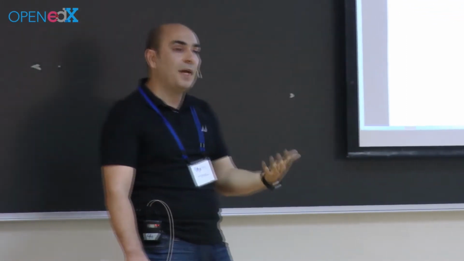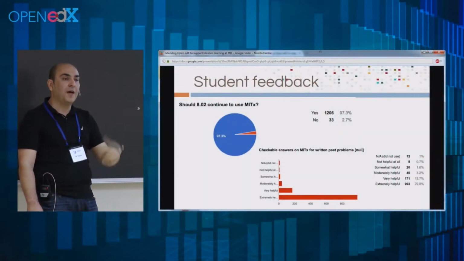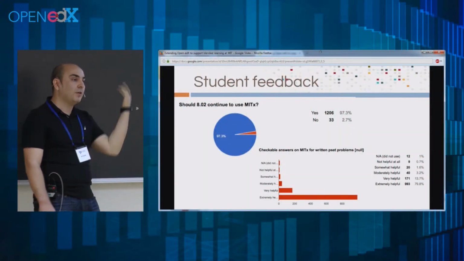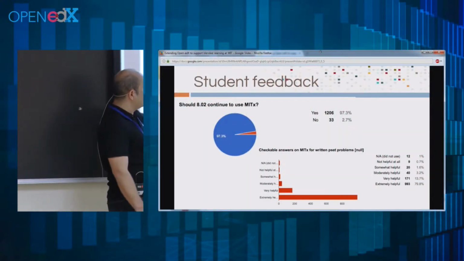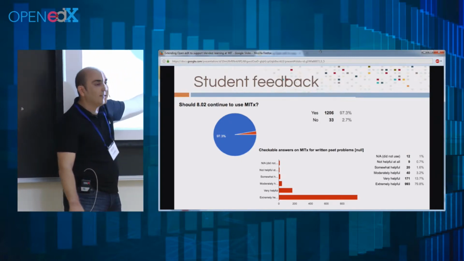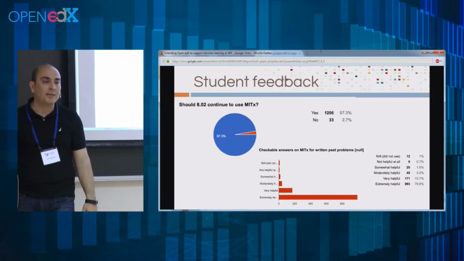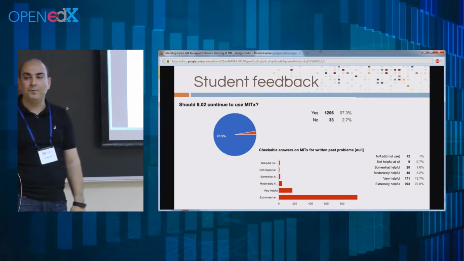By the way, the course evaluations at the end of the semester have not changed that much. It's averaged about 5.5 out of 7 throughout the 5 years. The thing that gets the highest rating from the students is using the checkable answers with the written homework. Almost 95% would rate it extremely helpful or very helpful.